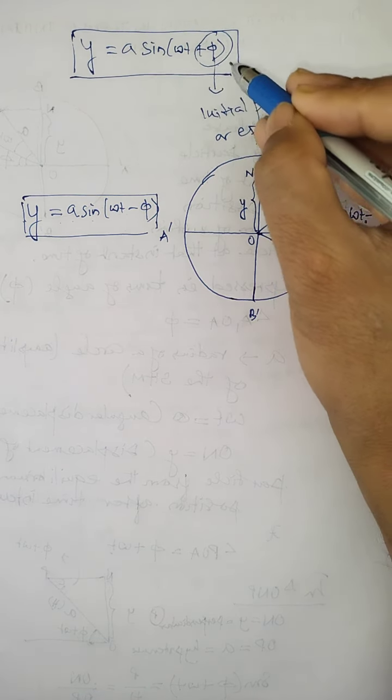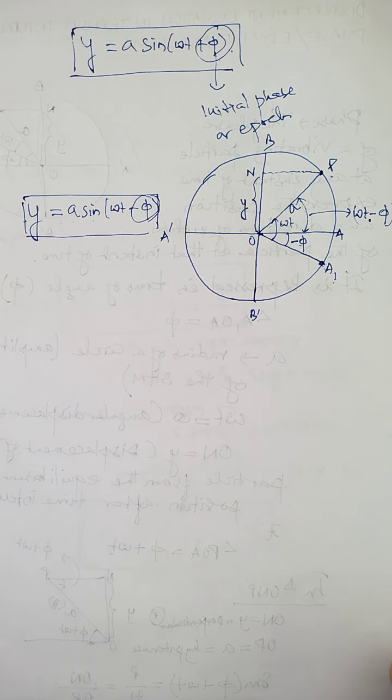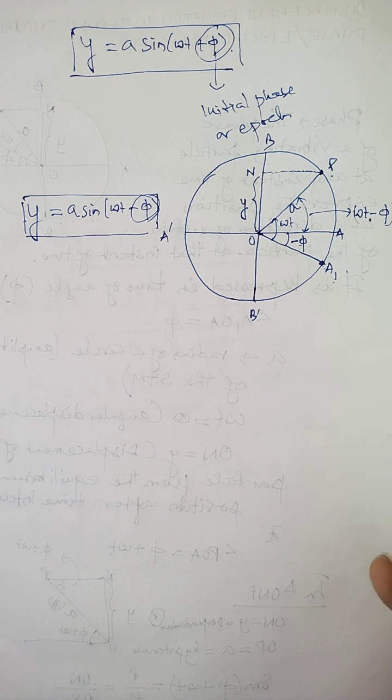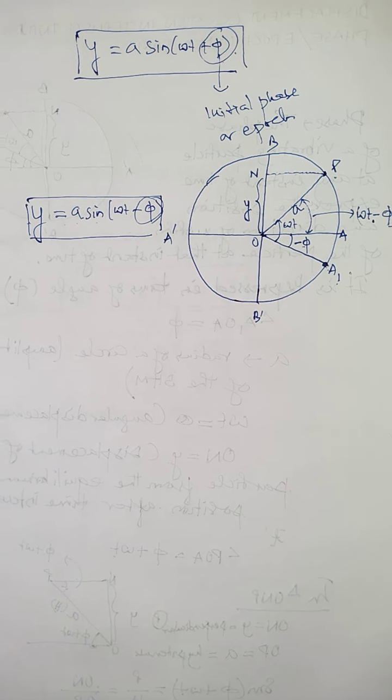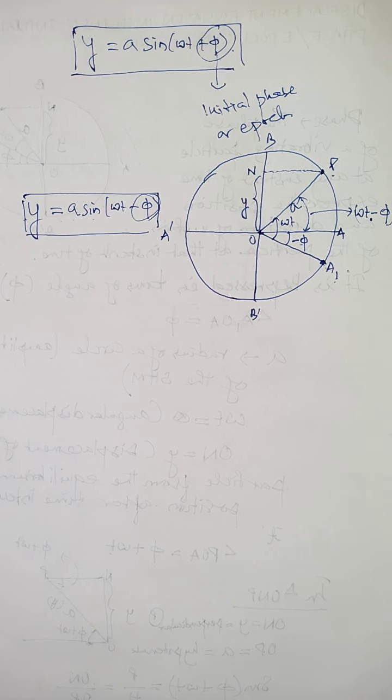In the first relation, the epoch or initial phase is positive. In this case, the epoch is negative. With these relations, we do some numericals also. Now in the next YouTube video, we discuss in detail the fourth law for simple harmonic motion, and with that we derive the expression for the time period of simple harmonic motion.